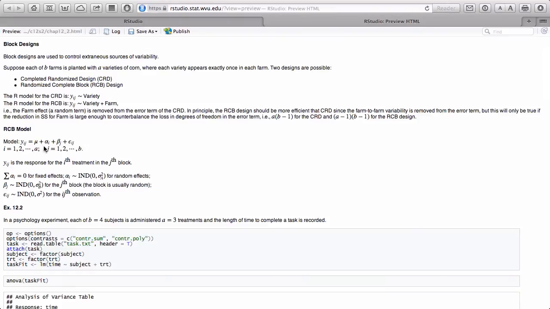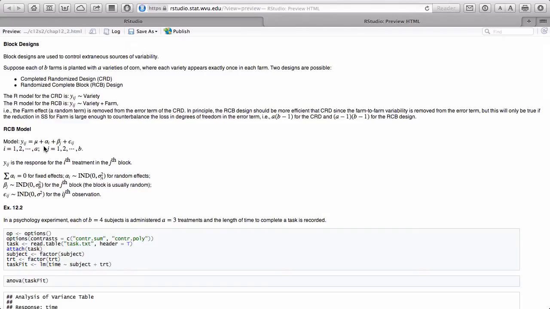It will be mu plus alpha sub i plus beta sub j plus the error term. And the alpha will be the treatment effect. It can be either fixed or random. So if it's fixed, by the construction of the alphas, we will be saying that the sum of the alpha sub i is equal to 0, or that the alpha sub i's are independently normal distributed with mean of 0 and variance sigma squared sub a, if it's a random effect.